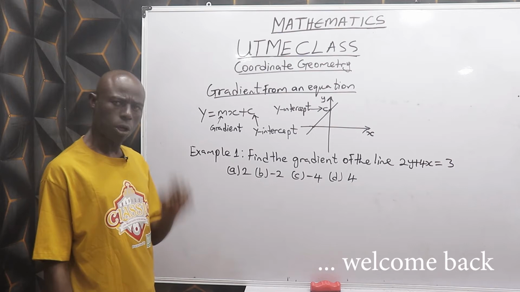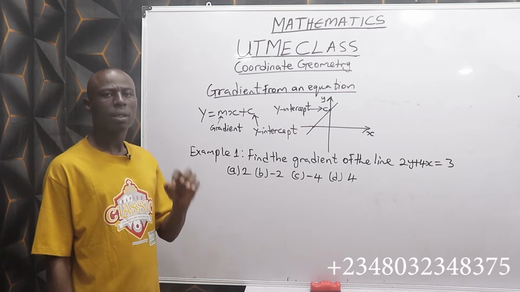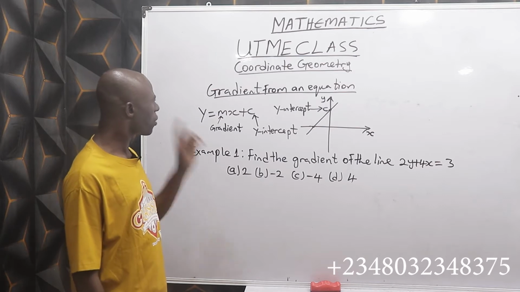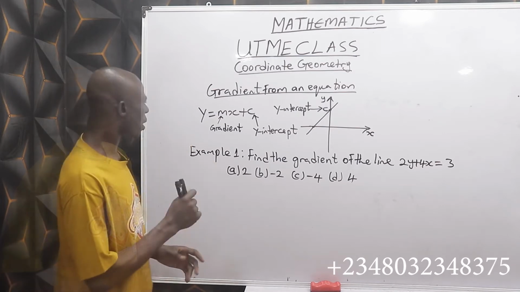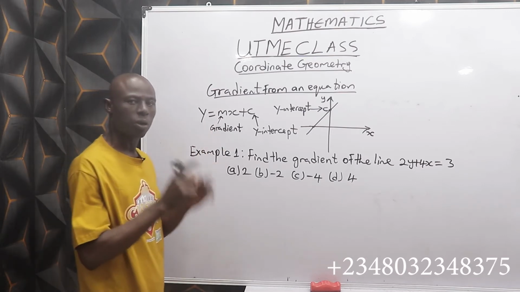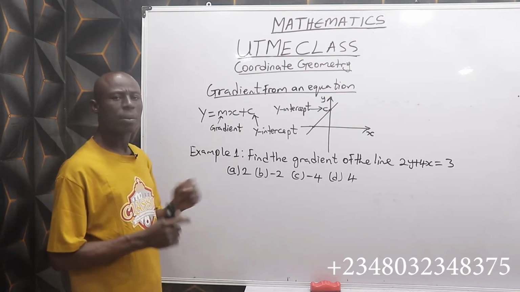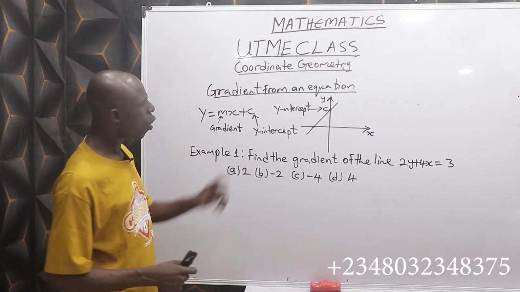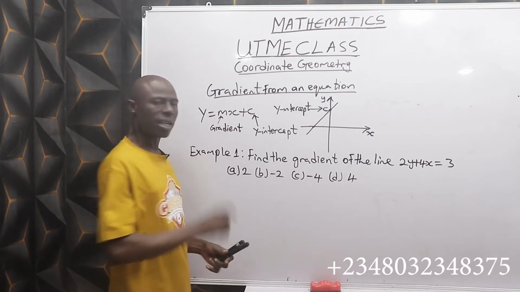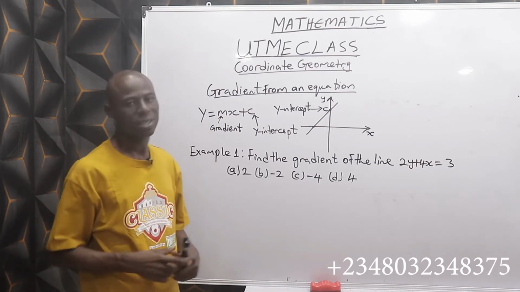The other time we stopped at gradients of a line through 2 points. Today we want to consider gradient from an equation. The general linear equation standard is given as y equals mx plus c, where the m means gradient and c means y-intercept. On graph, the y-intercept means the point where the graph cuts across y-axis.